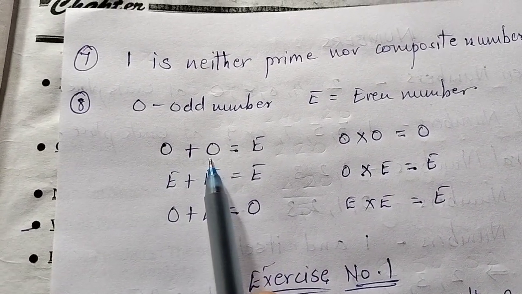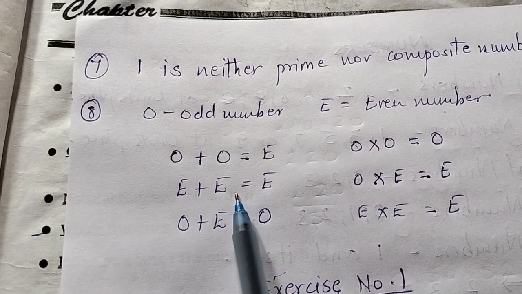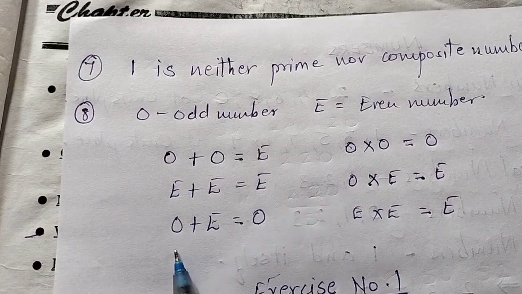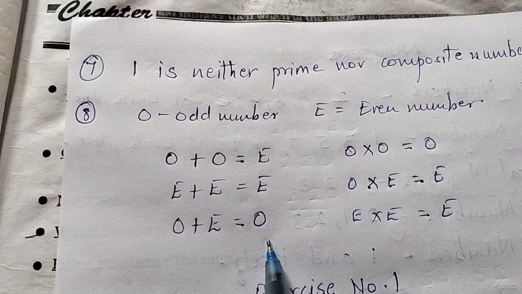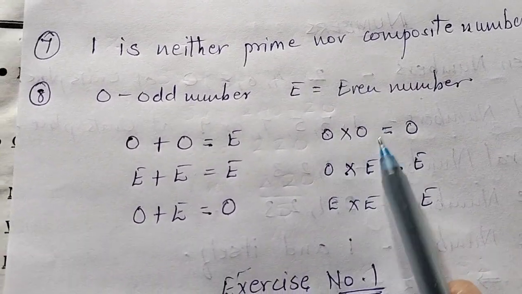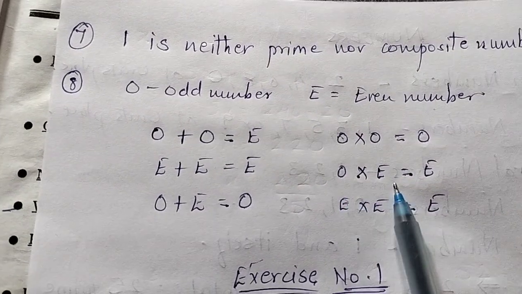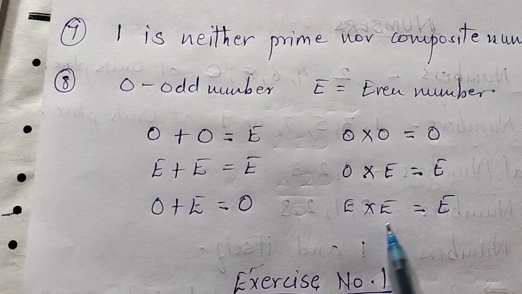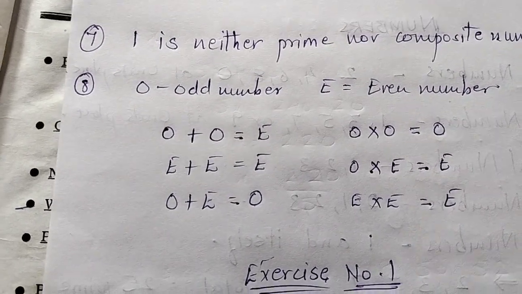Odd number plus odd number: adding two odd numbers, we get an even number. Adding two even numbers, we get an even number. Odd number and even number, when we add together, we get an odd number. And in multiplication, when you multiply two odd numbers, we get an odd number. When you multiply an odd number with an even number, we get an even number. When you multiply two even numbers, we get an even number.